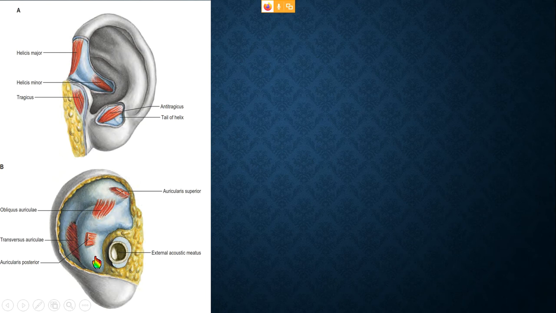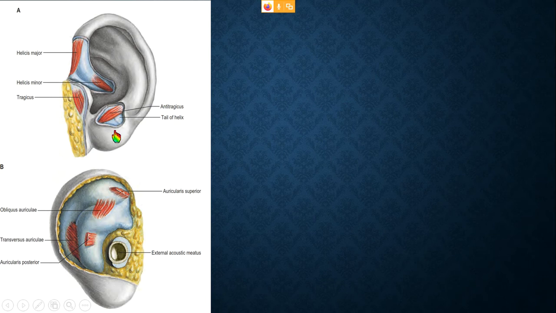So when you look at the lower mammals, you can identify, especially in dogs, that when you call them, they lift their ears up. This is because of the action of the auricularis posterior, superior, and anterior muscles. Okay, so that is about the extrinsic muscles.